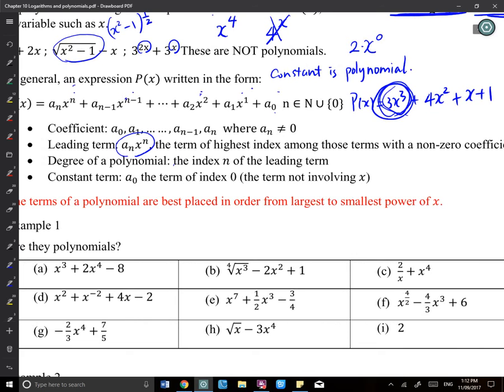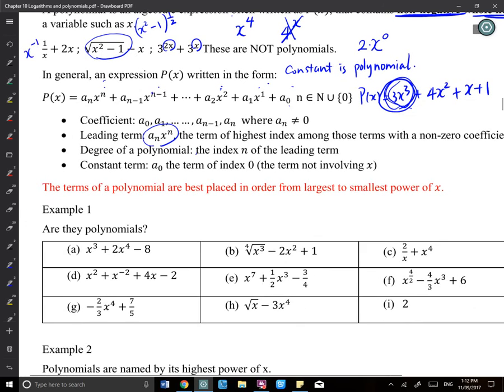Constant term. The constant term is the term without x. So it's just the constant at the back, like the last number, the last constant. Okay, so that's the constant.